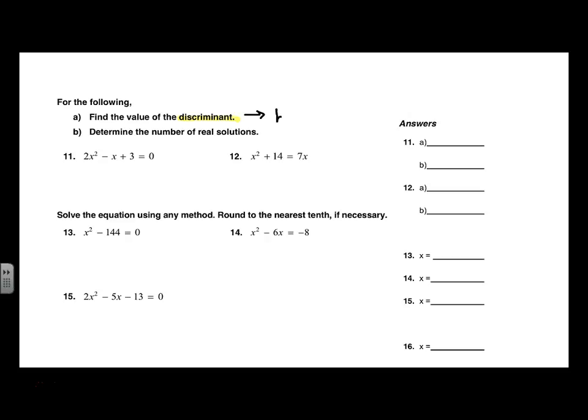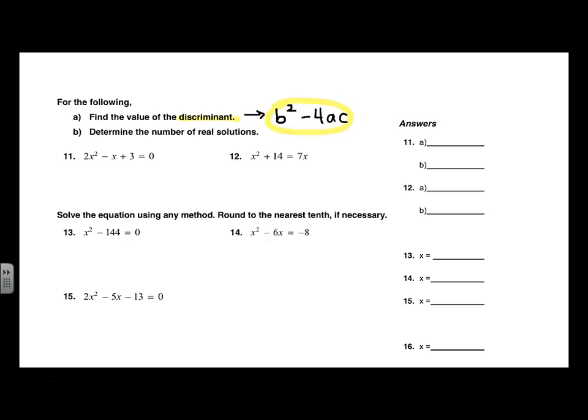Do you remember? B squared minus 4AC. Yeah, good job. B squared minus 4AC. A lot of you messed up on your negatives and positives. If you messed up on 11 and 12 but you knew the formula, I bet it was negatives and positives.